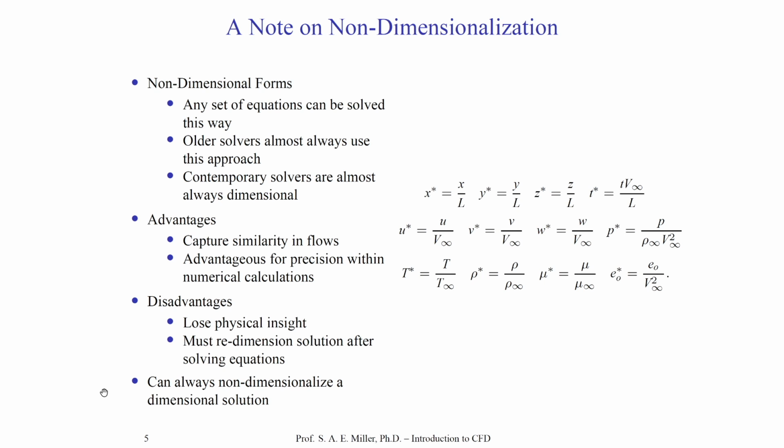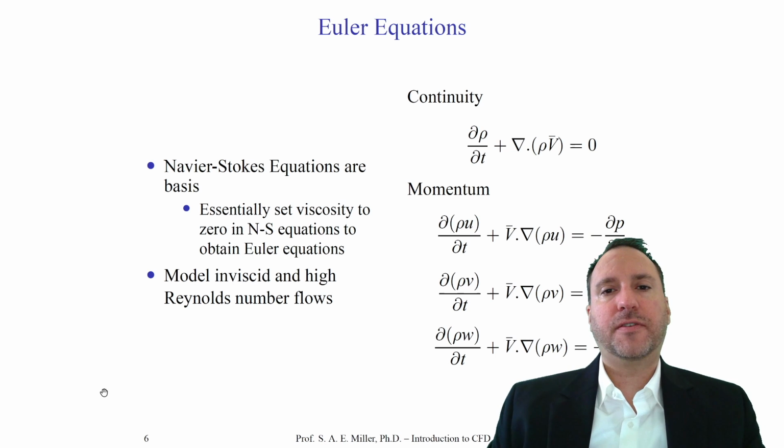We can always non-dimensionalize a dimensional solution too. So if you use a dimensional solver, you can non-dimensionalize your variables and find non-dimensional variables that you might compare or scale with your wind tunnel or field test. This is completely common. Now let's look at our first set of reduced equations from the Navier-Stokes equations.